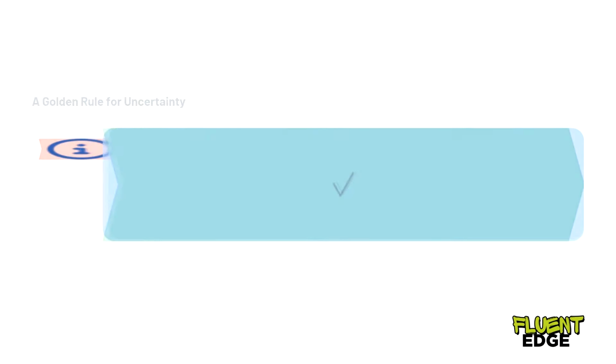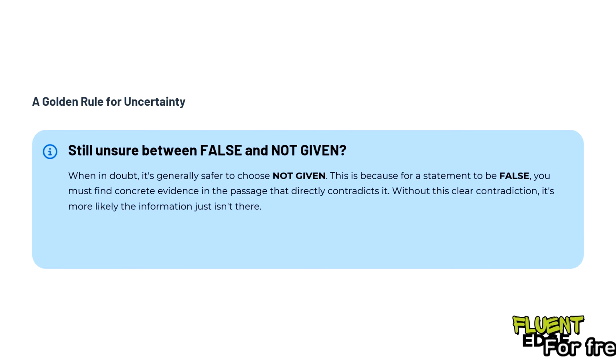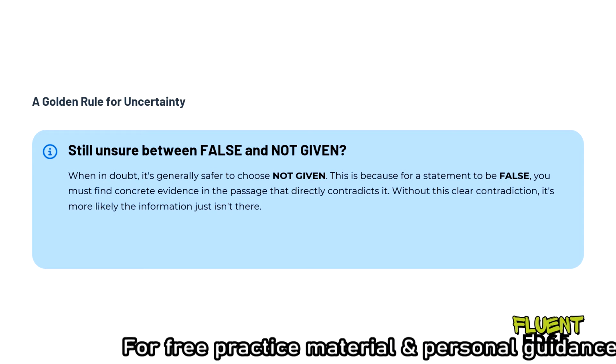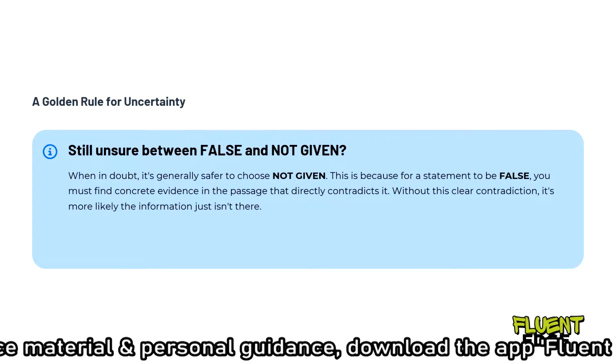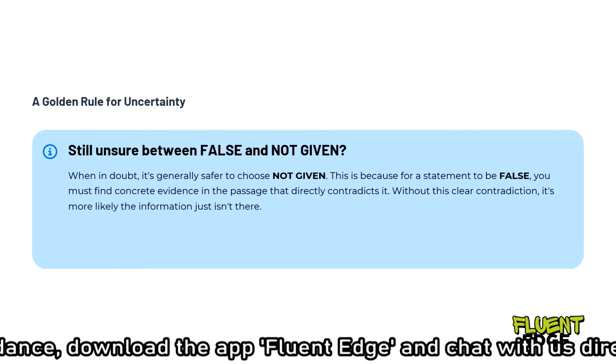Here is a golden rule for uncertainty. Whenever you still feel unsure between false and not given, whenever you are in doubt, it's generally safer to choose not given. This is because for a statement to be false, you must find some concrete evidence in the passage that directly contradicts it. Without this clear contradiction, it is more likely that the information is just not there.